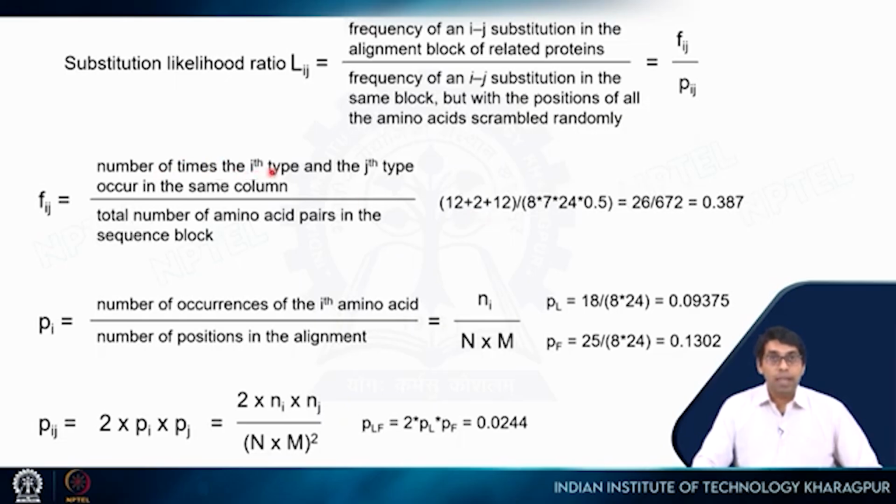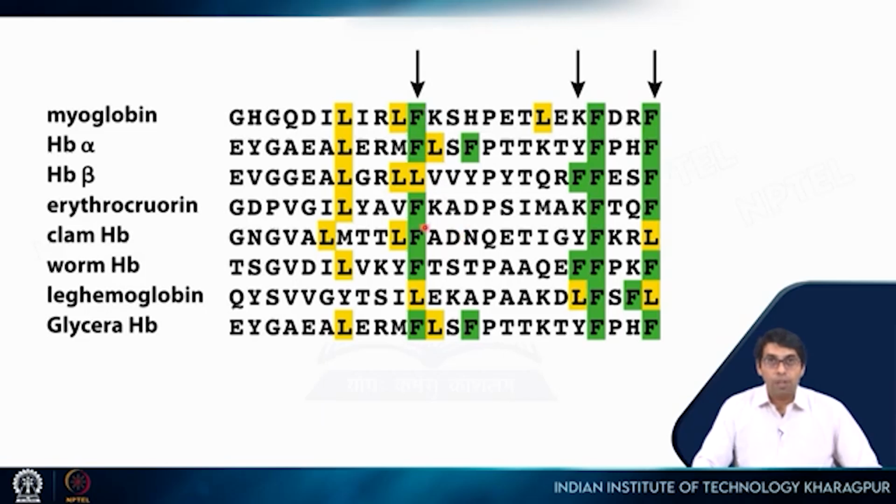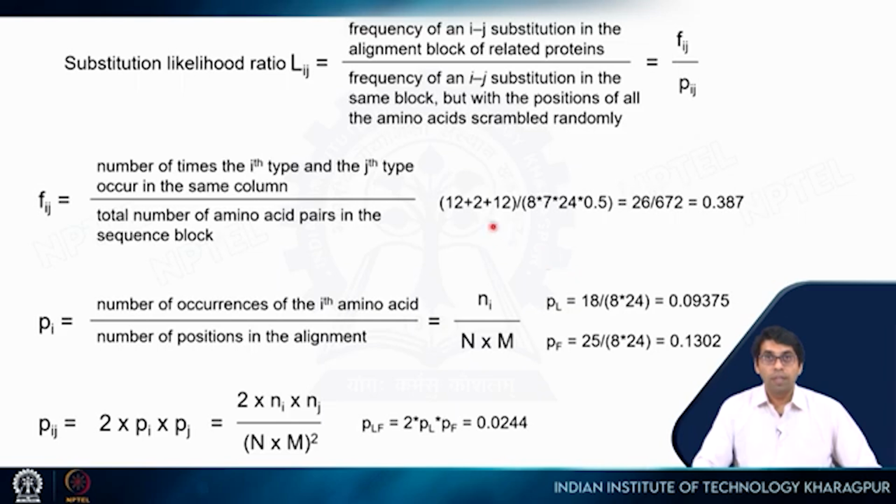Number of times the ith type and the jth type occur in the same column. So, if I look at this column, 1, 2, 3, 4, 5, 6, there are 6 phenylalanines and 2 leucines. So, if I calculate the number of pairs, 6 times 2, that will be 12. Similarly, here 6 times 2, that will be 12, and here 2 phenylalanine and 1 leucine. So, this is one pair and this is another pair. So, 12 plus 12 plus 2. That is what I get, 12 plus 2 plus 12, right.